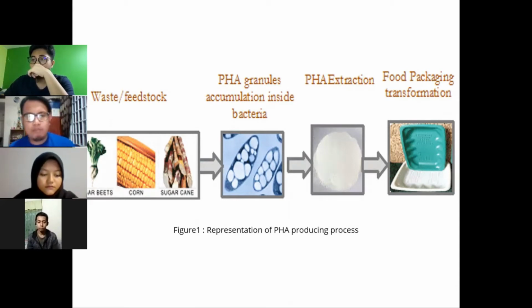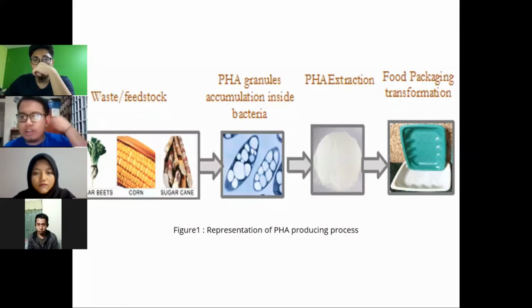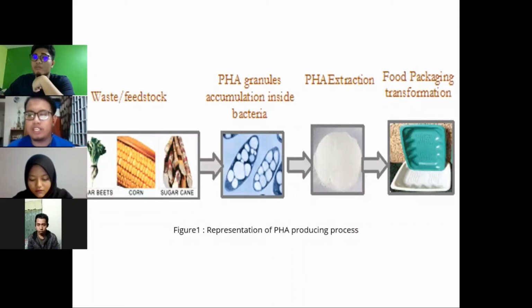First, PHA granules accumulate inside bacteria. Moving on to PHA extraction in the form of granules. And finally, the PHA is transformed into plastic products as shown in my slide. The plastic product that is usually derived from PHA is food packaging derived from bioplastics. All right, moving on to the next slide.